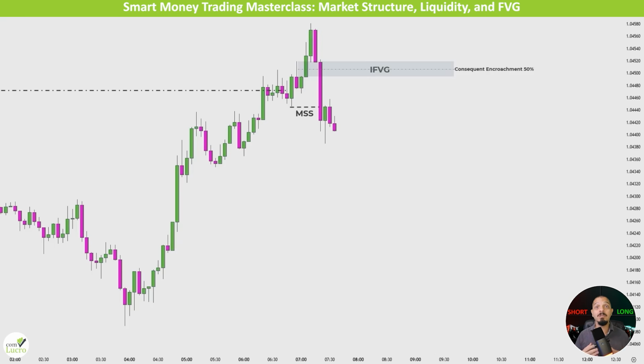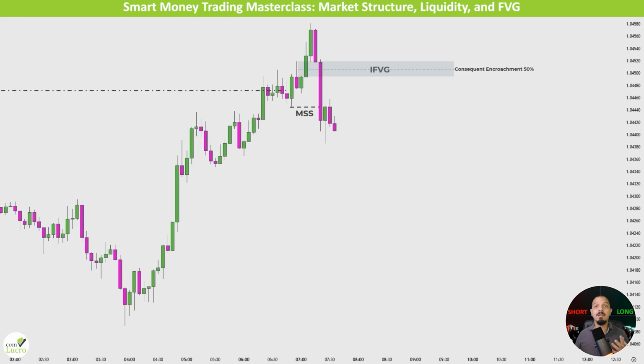When it comes to entries, there are two practical approaches. The first is a conservative entry, placing a sell limit order at the highest point of the inverse fair value gap. The second is a more aggressive entry that provides a higher risk to reward ratio using the consequent encroachment, the 50% midpoint of the gap, as your entry point.